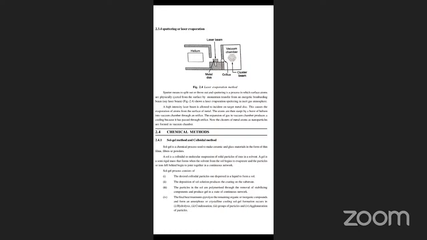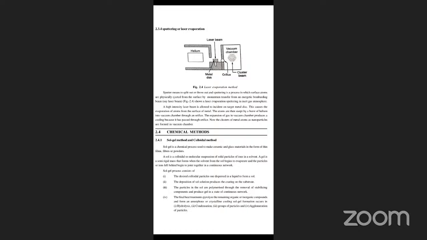Next, chemical methods: sol-gel method and colloidal method. Sol-gel is a chemical process used to make ceramic and glass materials in the form of thin films, fibers or powders. A sol is a colloidal or molecular suspension of solid particles or ions in a solvent. A gel is a semi-rigid mass that forms when the solvent from the sol begins to evaporate and the particles or ions left behind begin to join together in a continuous network.